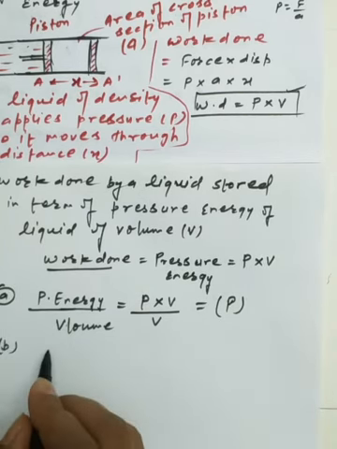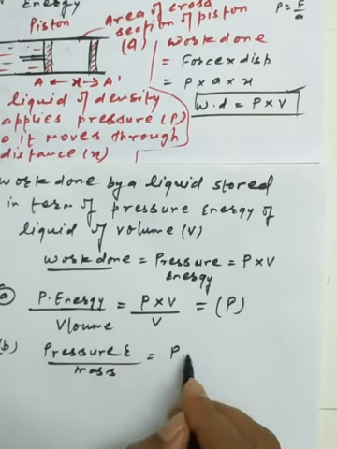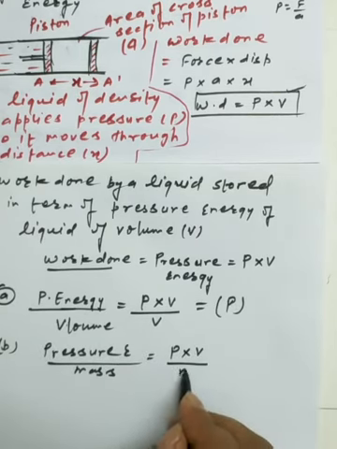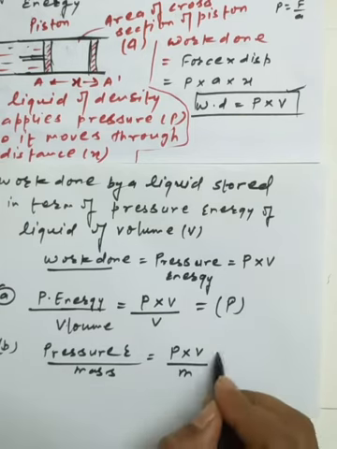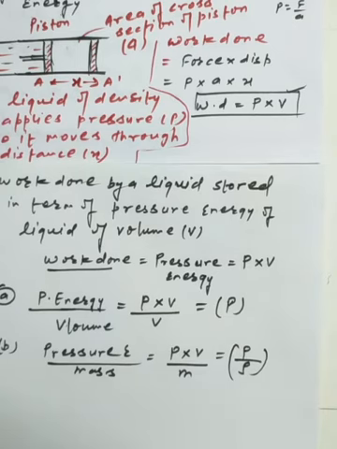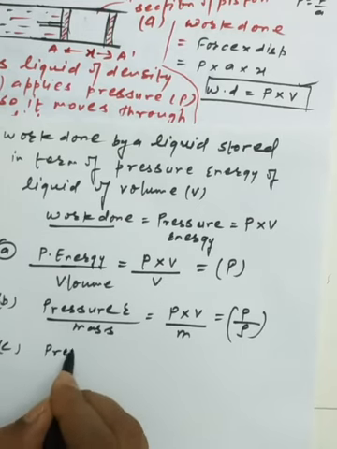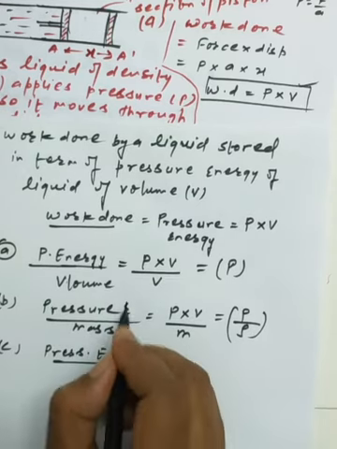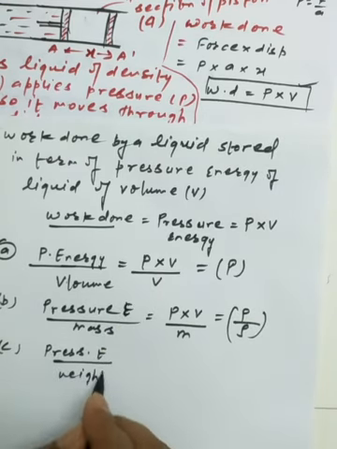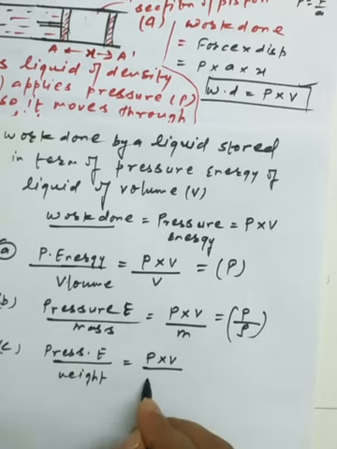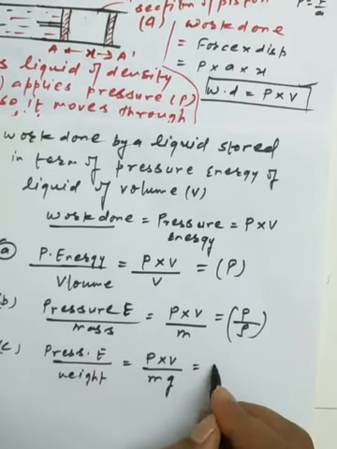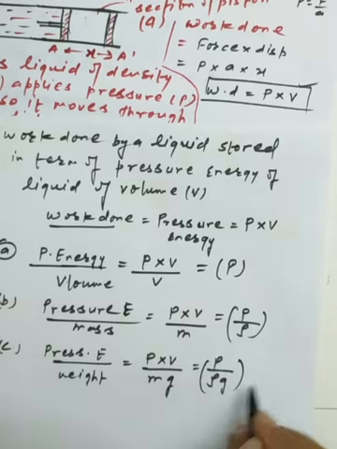Now the second is the pressure energy per unit mass. We get P into V divided by mass, and since rho is equal to M upon V, I can write P by rho. Now the third formula is the pressure energy per unit weight. We get P into V divided by W, where W is mg, so we can write P upon rho g. This is called the pressure head.